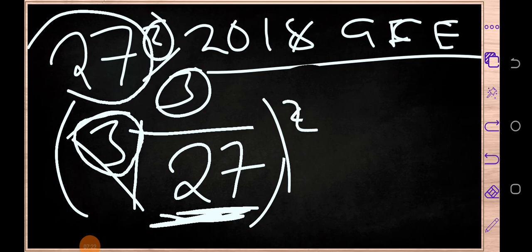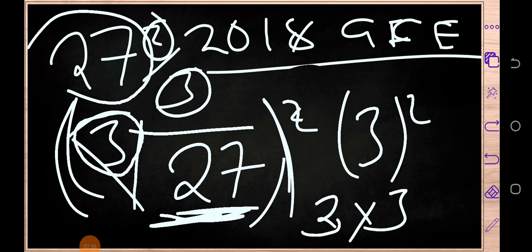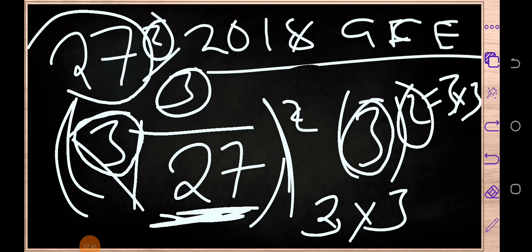So we are going to write our 3, then we put these brackets and write our 2 right over here. So this means that we are multiplying 3 by 2 times, because this means that we have 3 times 3. We are going to multiply this number by how many times? 2 times. And the answer, 3 times 3, the answer is 9. So 9 is the answer for this question.